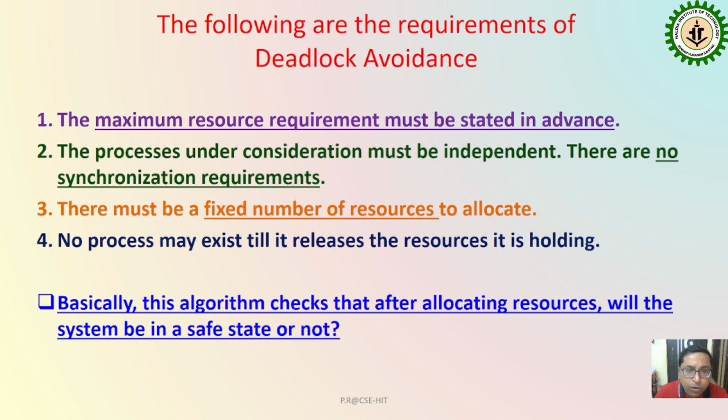Next, number 4, no process may exit till it releases the resources it is holding. So basically, this algorithm checks that after allocating the resources, will the system be in a safe state or not. This is our main objective: after allocating the resources to the processes, will the system be in a safe state. So we have to check it by using the banker's algorithm.